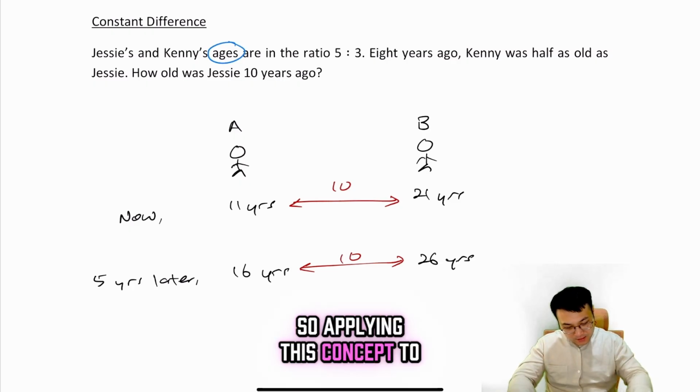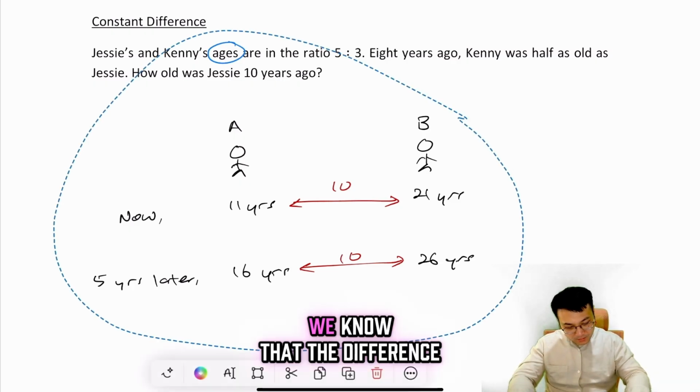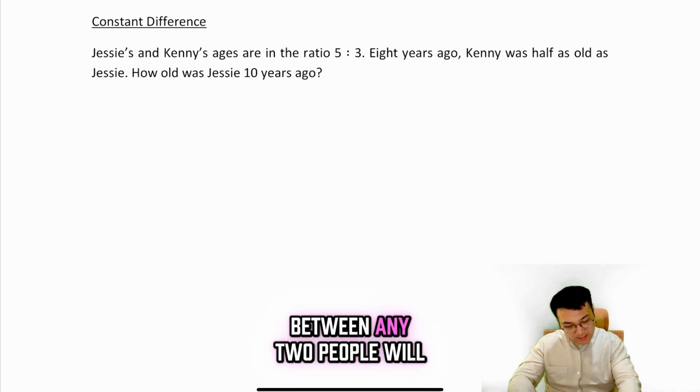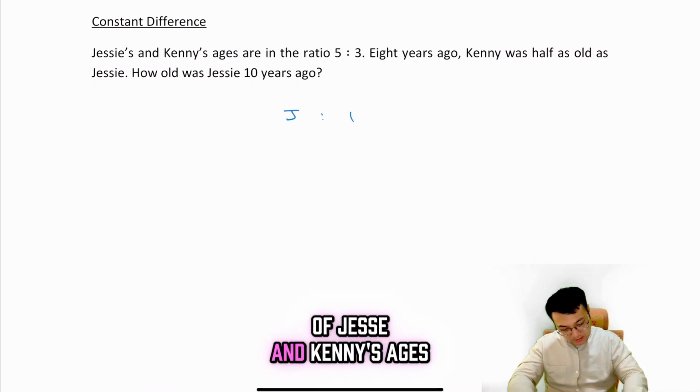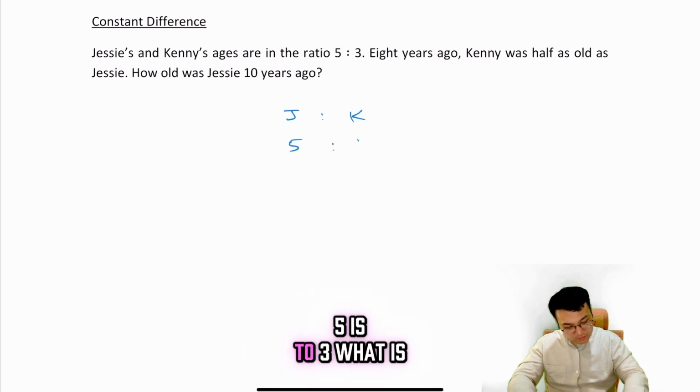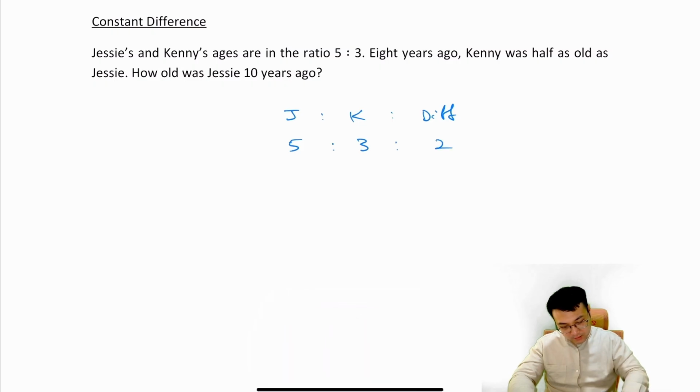So, applying this concept to this question, we know that the difference in ages between any two people will always be the same. Let's write down the ratio of Jessie and Kenny's ages. 5:3. What is the difference? The difference between 5 and 3 is 2. So this is right now.